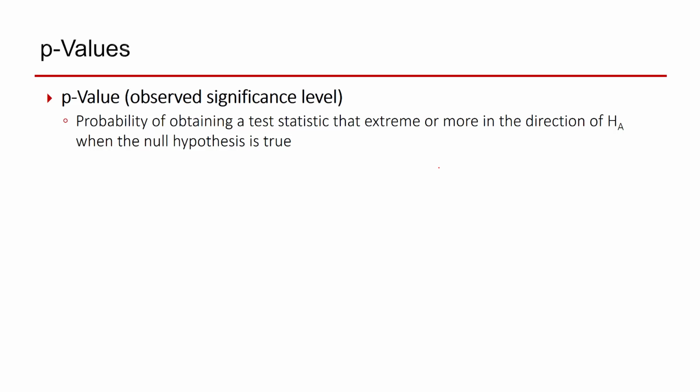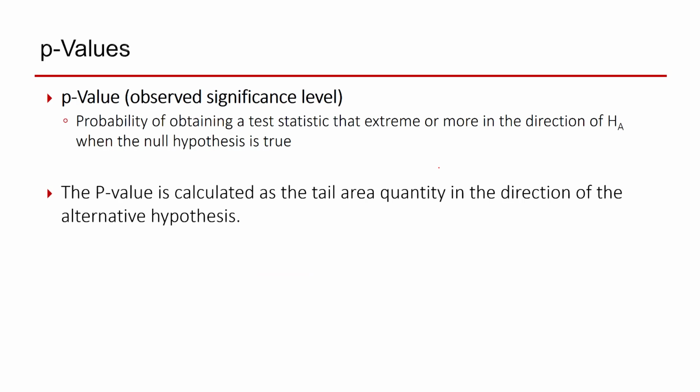So we need to calculate this p-value, but what is this p-value? Well, the p-value of a hypothesis test is the probability of obtaining a test statistic that extreme or more in the direction of the alternative hypothesis under the assumption that the null hypothesis is true. When we draw pictures, that definition should become more clear.